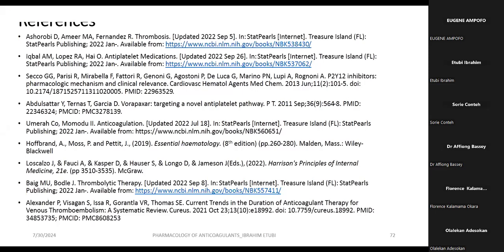Okay, so I just have a question. The use of anticoagulants in a pregnant woman with antiphospholipid syndrome. Like, how would you manage a patient who has antiphospholipid syndrome and now becomes pregnant? How will you manage with the use of anticoagulants?